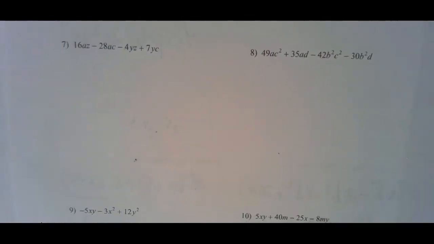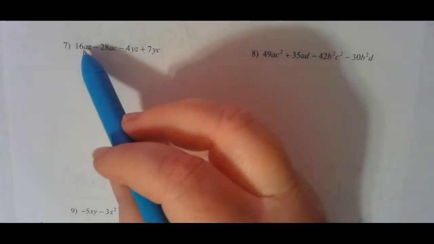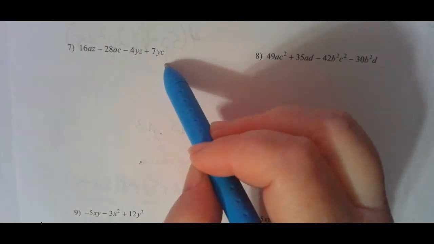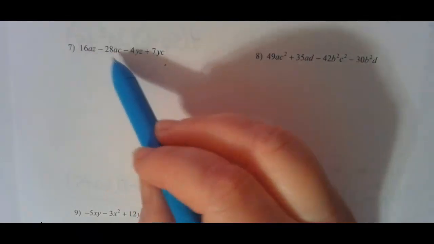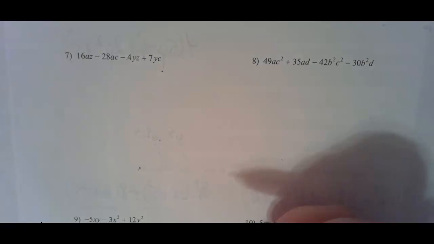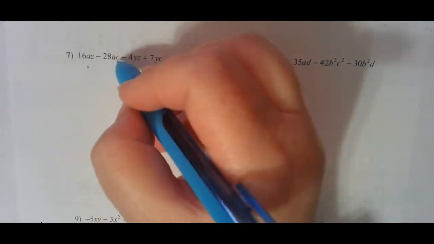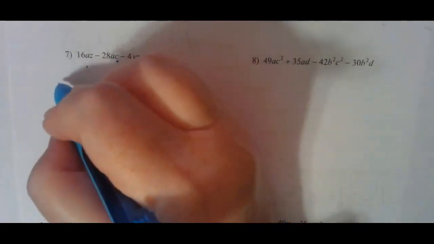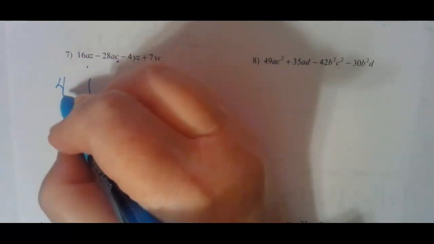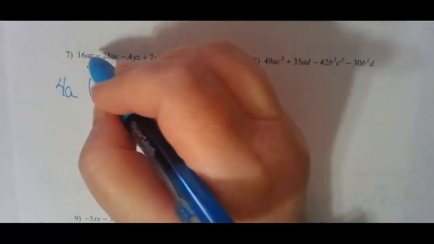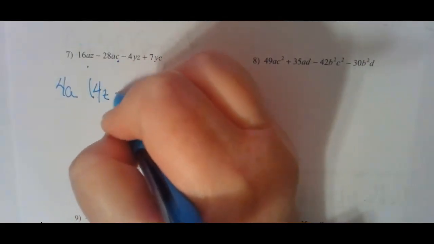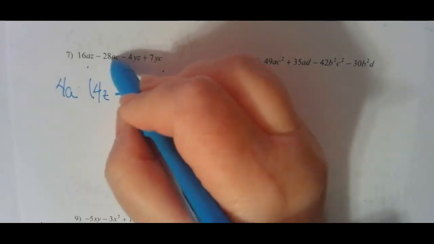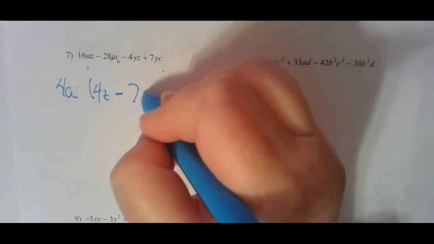Alright, so on this one, 16, 28, 4, and 7. Well, these are all divisible by 2, but that one is not. That's a prime number. Let's look at these first two. 16 and 28, we can factor out a 4. Both of them have an A in common. And so what's going to leave me is 4Z. Subtract. 4 goes into 28 7 times. Divides out an A, C.